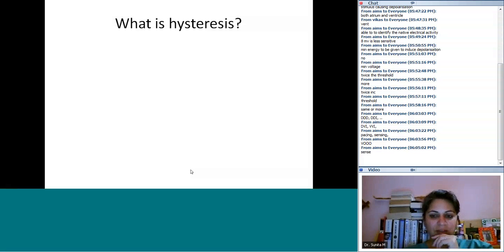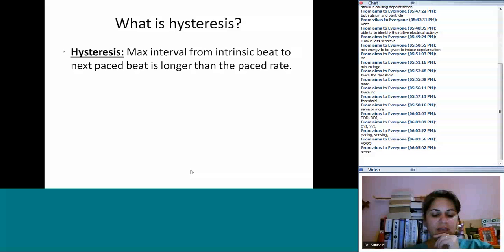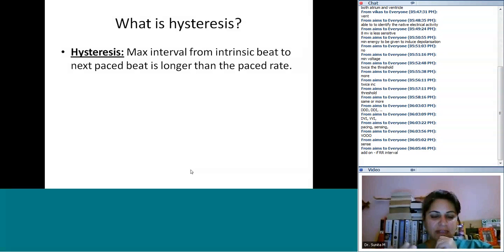No, hysteresis. Okay, this is a concept that I think you have to keep revising. Basically, it's the maximum interval from the intrinsic beat. What is the intrinsic beat? The patient's own beat. When you take the patient's own beat to the next paced beat, that interval will be longer than the paced rate. You can put a hysteresis so that when he gets his own intrinsic beat, the pacemaker will come later.